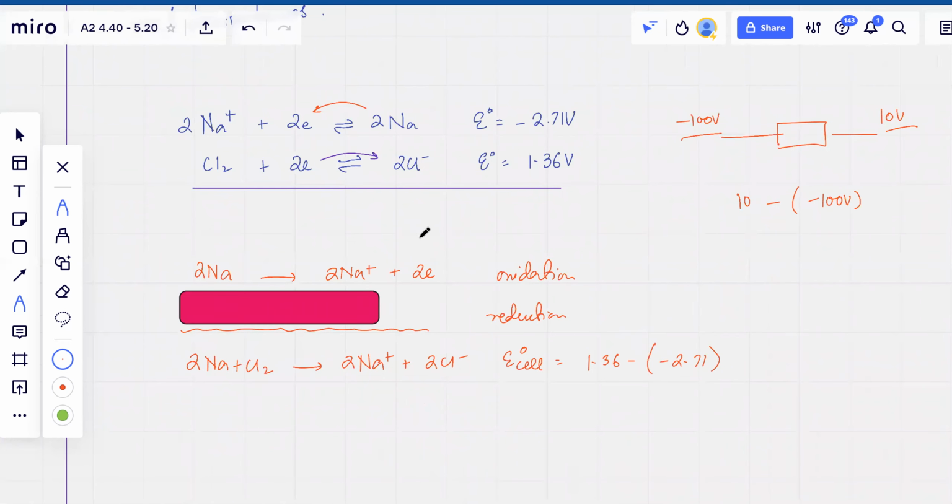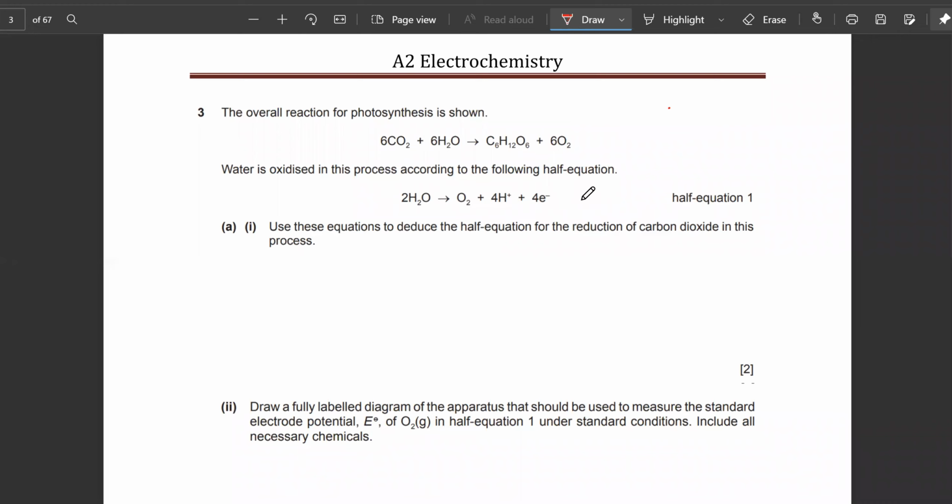Now just remember this. What we did over here, we're going to apply the same thing on this equation now. They've given us the overall reaction, and they've given us the equation. So this is my overall equation, and this is my oxidation equation. So they've given us one of the half reactions.